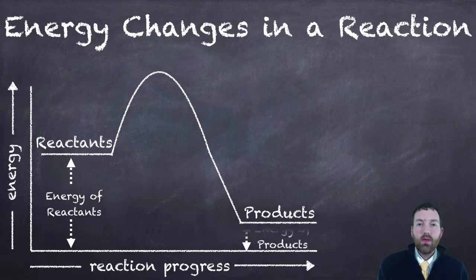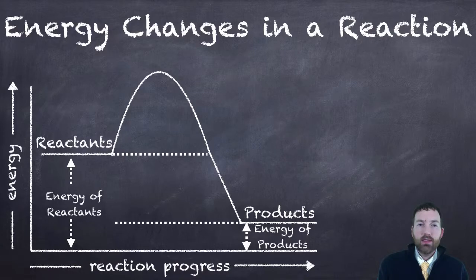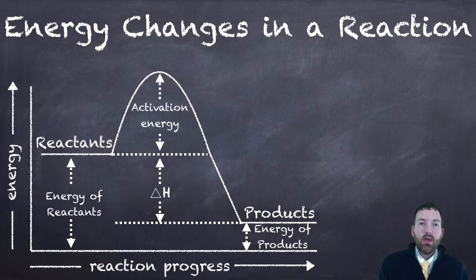And on the right, we have a similar arrow showing us the potential energy of the products. The difference between the potential energy of the products, this line here, and the potential energy of the reactants, this line here, that is our delta H, you remember from last chapter, the potential energy of the products minus the reactants. The difference in the energy of where we're starting here on our reactants and the top of this curve is called the activation energy.